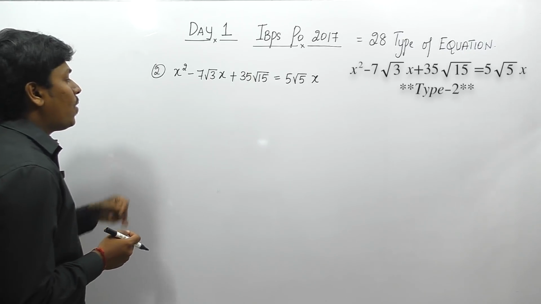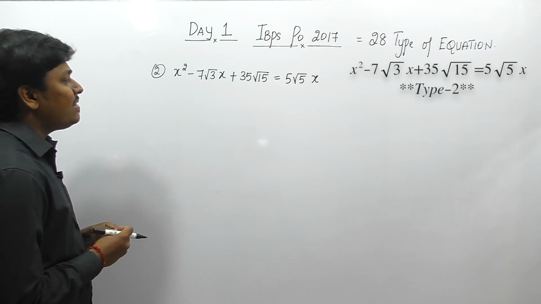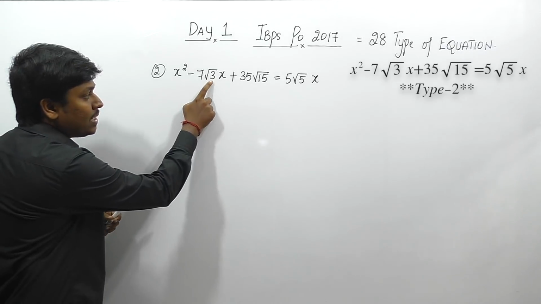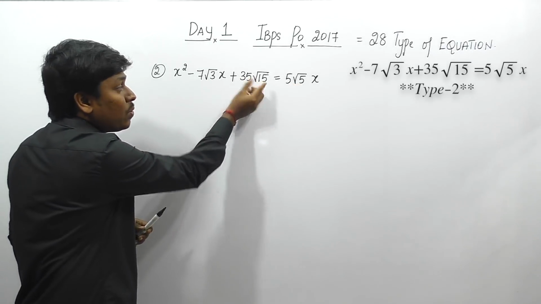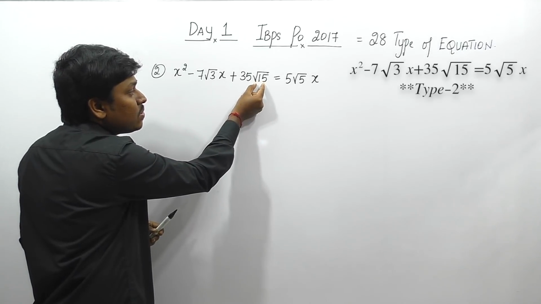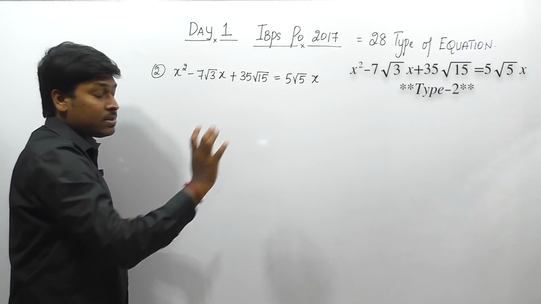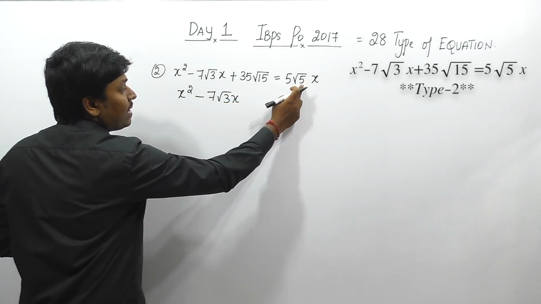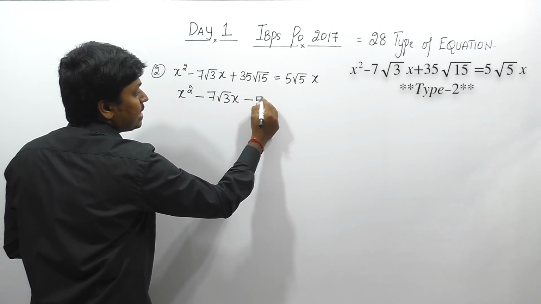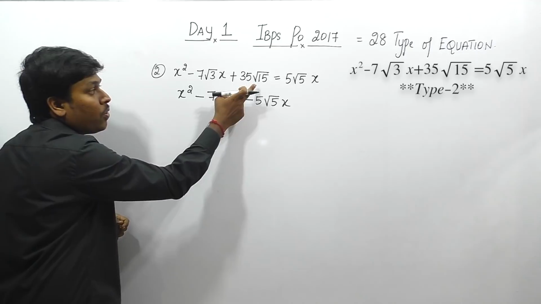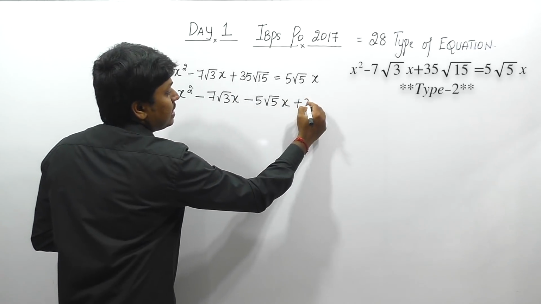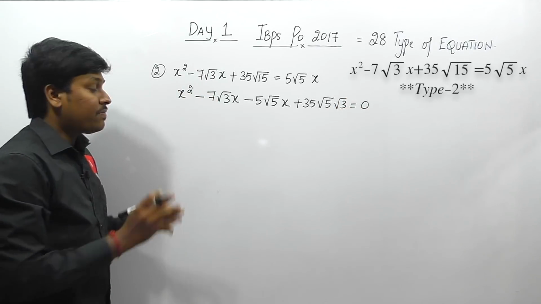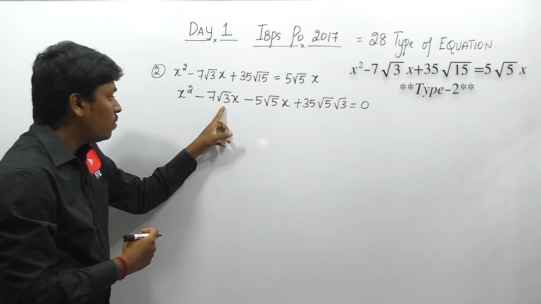Type number 2. x square minus 7 root 3 x plus 35 root 15 is equal to 5 root 5 x. So friends, listen here. Here it is root 3, but here it is root 5 and here it is root 15. So first of all, let me split this root 15 in terms of root 3 and root 5. I am just going to write this equation as x square minus 7 root 3 x. When we bring this term towards the left hand side, it becomes minus 5 root 5 x, and now I am going to split this root 15 as plus 35 root 5 into root 3. Root 5 into root 3 will be root of 15. So finally we converted all the values in terms of root 3 and root 5.